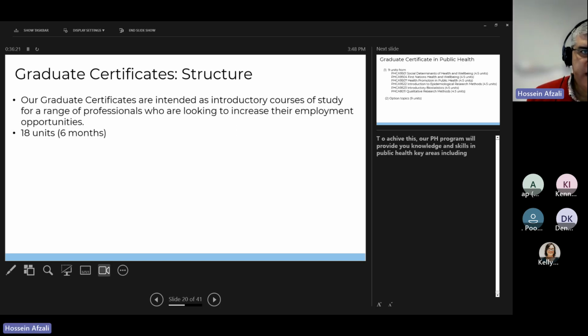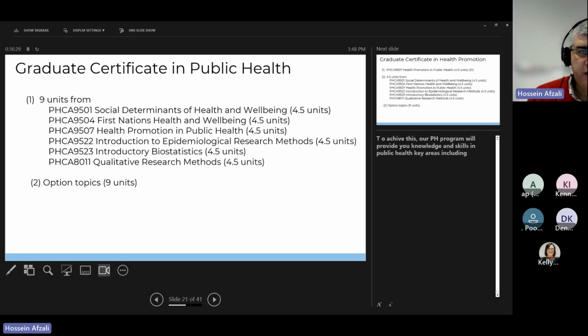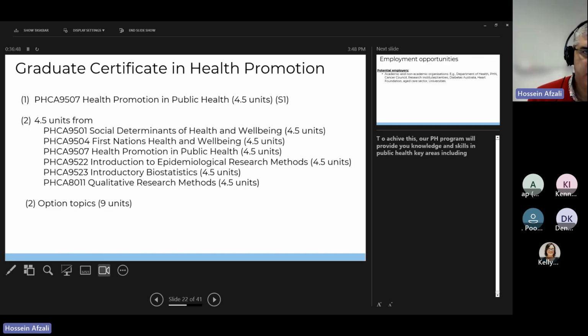And graduate certificate as the second degree in postgrad public health is a 6-month program, 18 units. If you are enrolled in graduate certificate in public health, this is the structure. You have to choose 9 units from this list, the first list, which are core topics. Only 2 topics can be selected. And then there are a range of option topics. You can visit the website for the full list of option topics.